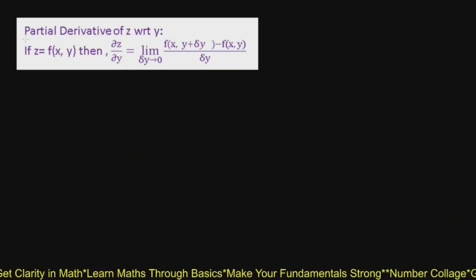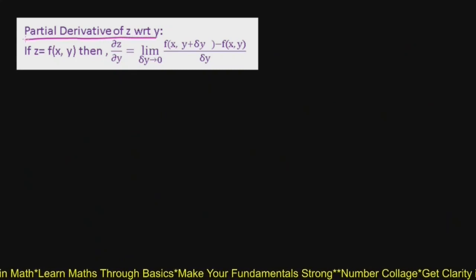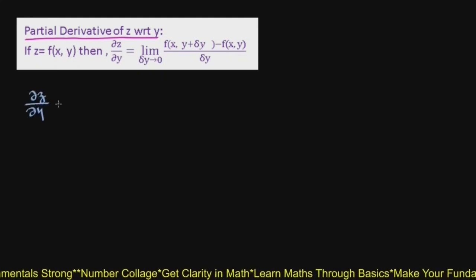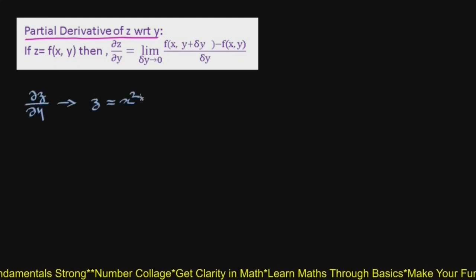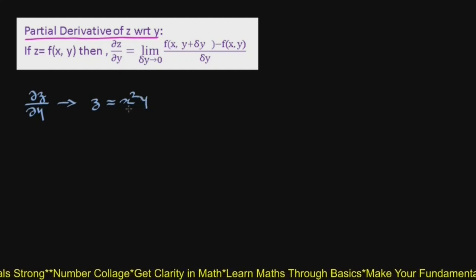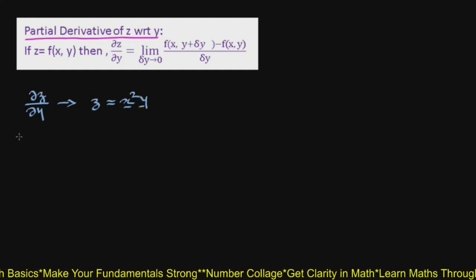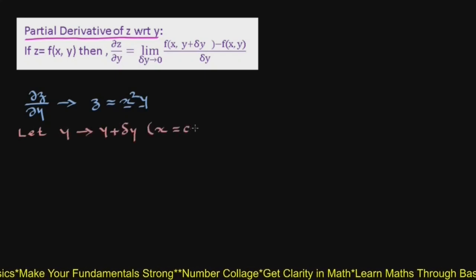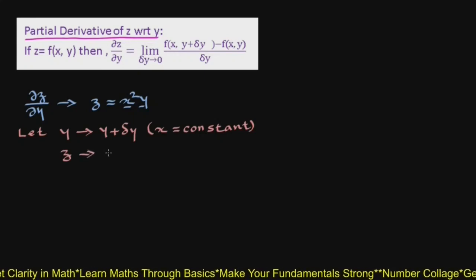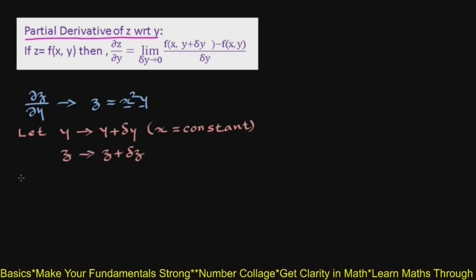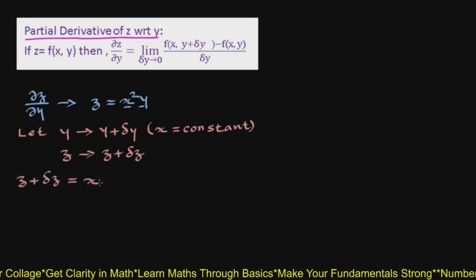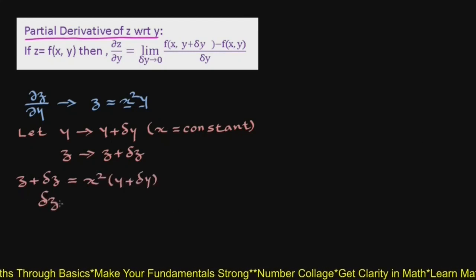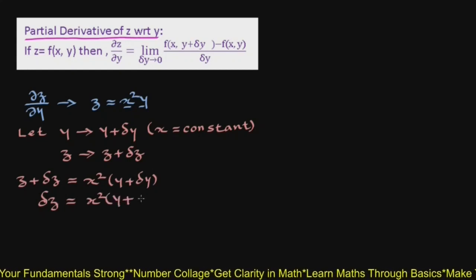Now we will see how to find the partial derivative of z with respect to y, that is, how to find ∂z/∂y of the function z = x² y, which is a function of two variables x and y. Let y change to y + Δy, x remaining constant, then z will change to z + Δz. So z + Δz will be x² into (y + Δy).